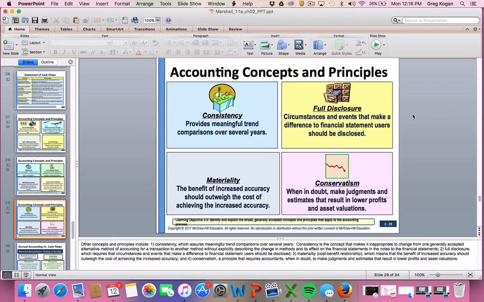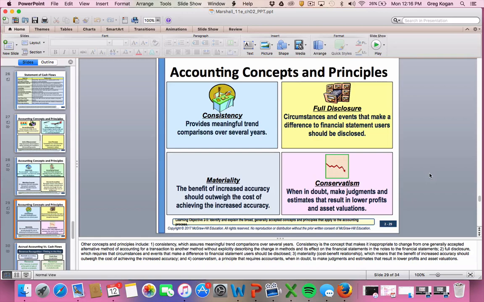Materiality means the benefit of increased accuracy should outweigh the cost of achieving the increased accuracy. Basically, whatever you go after in terms of achieving additional accuracy, additional disclosure, additional organization financially, should outweigh the cost of that. In other words, this is how to deploy your own accounting resources to achieve accounting objectives.